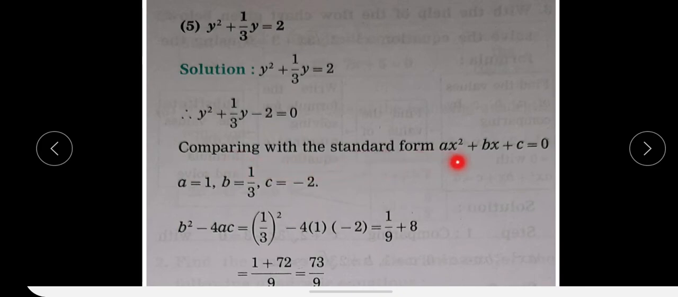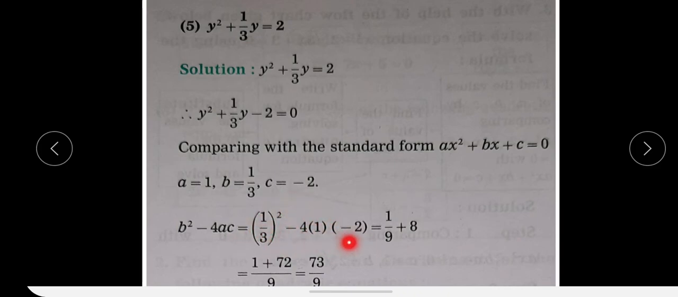Compare it with the standard form again. Then the value of a is 1, b is equal to 1 by 3 and c is equal to minus 2. Find out the value of b square minus 4ac separately. B square is 1 upon 3 square, minus 4 as it is. A is 1 and C is minus 2.